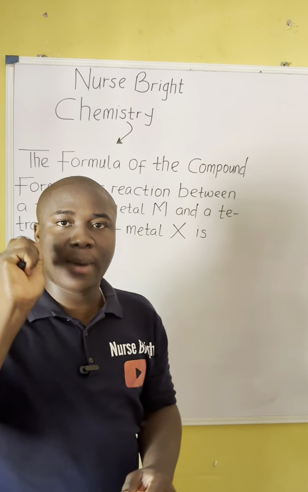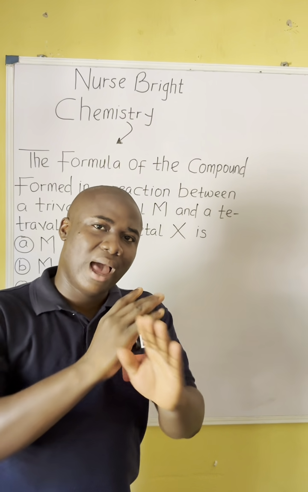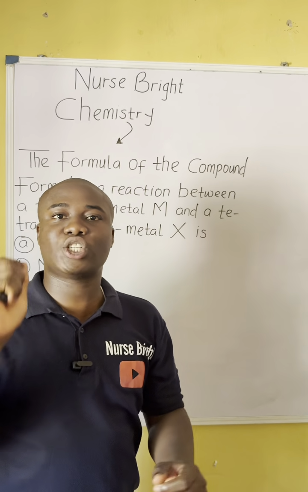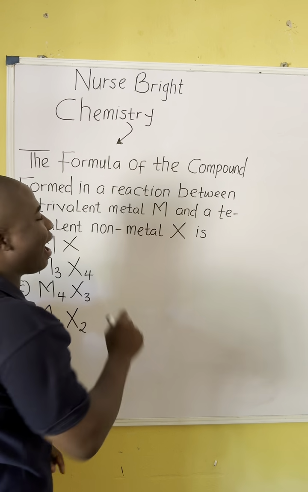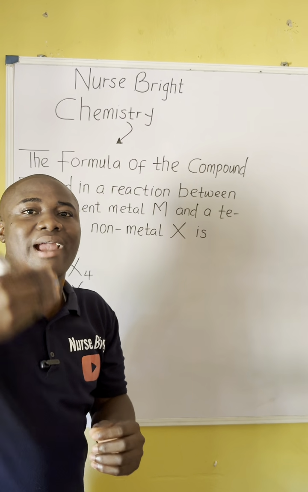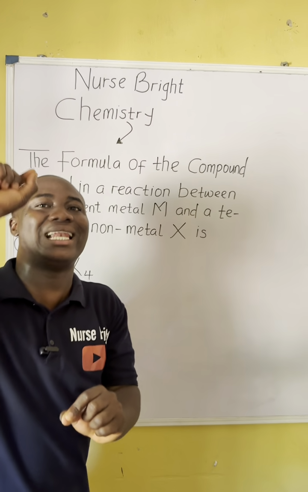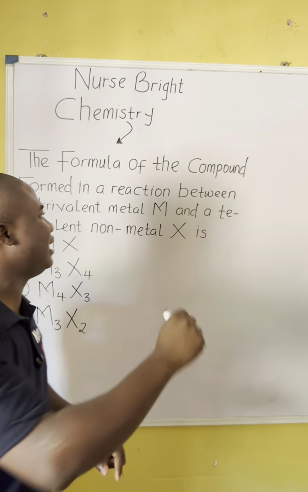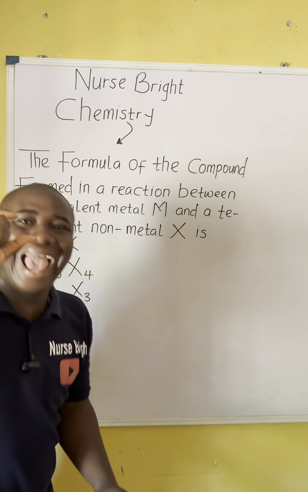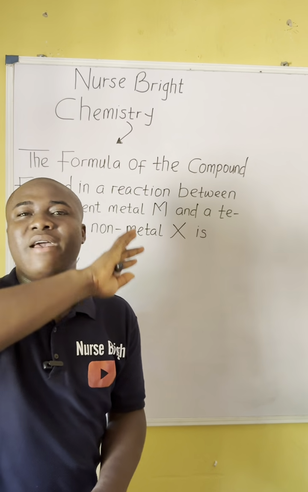Let's say you came across this question in your chemistry exam. How will you solve it? It is very easy. Now let's solve together. The question says, the formula of the compound formed in a reaction between a trivalent metal M, listen properly, and a tetravalent non-metal X is, wow, this question is extremely easy.